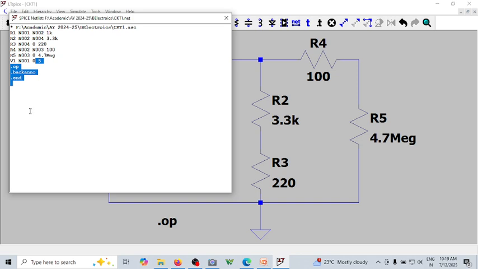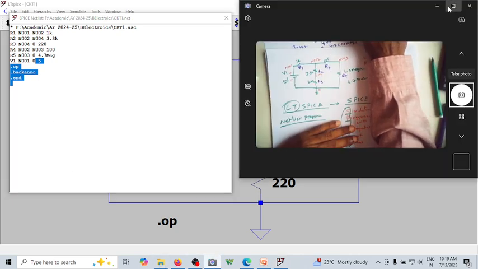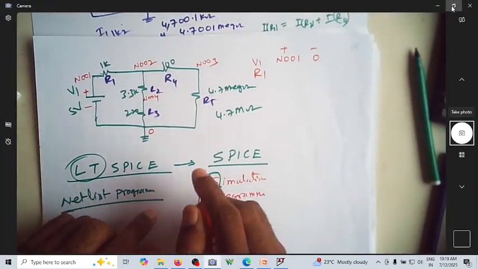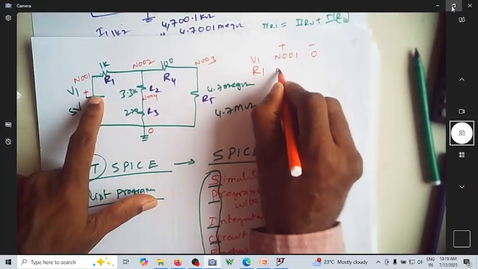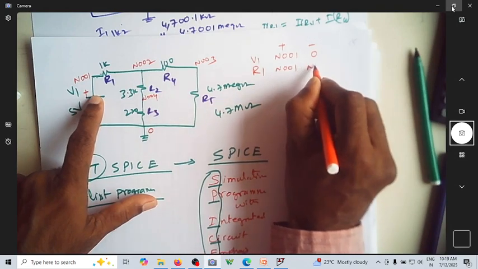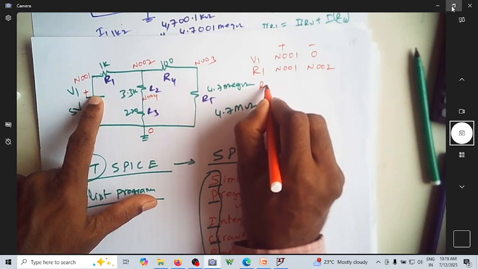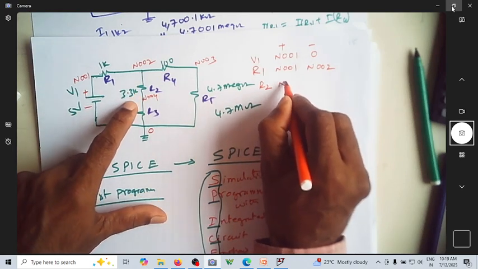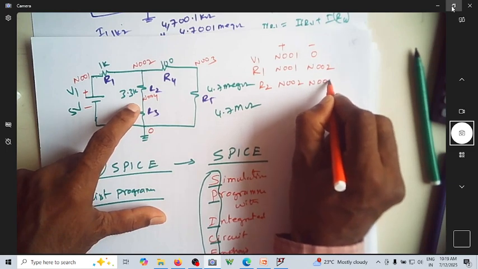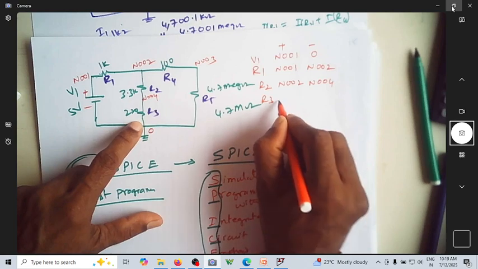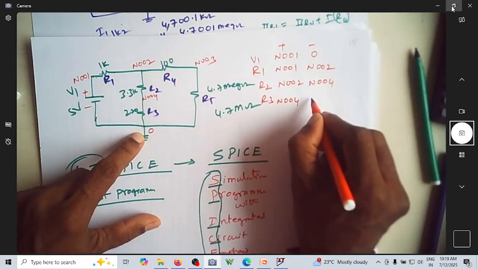R5 is between N003 and ground, and R3 is between N004 and ground. So this is how the nodes are allocated. Now, where is R1 between? R1 is between N001 and N002. R2 is between N002 and N004. R3 is between N004 and 0.